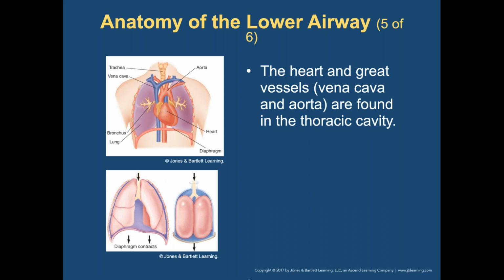All right, so here's another fancy picture that basically shows you the heart and the great vessels, which is your vena cavas and your aorta, are found in the thoracic cavity. But if you notice, obviously, they're not completely just there. Your inferior vena cava and your aorta go down all the way through your abdomen and then continue down into your legs. And that's important, especially when we start talking about pregnant women.